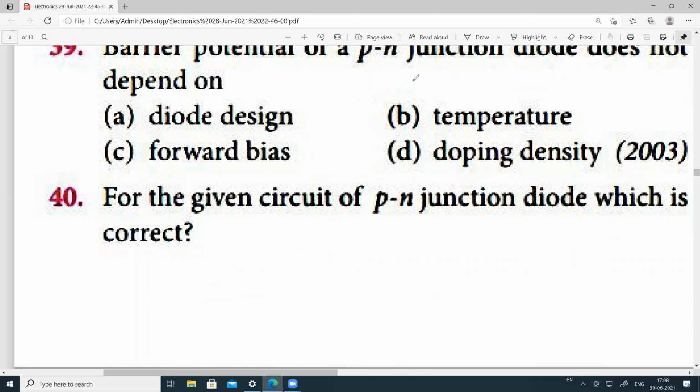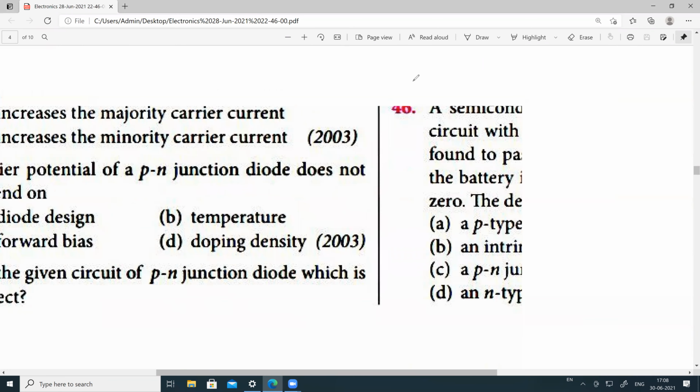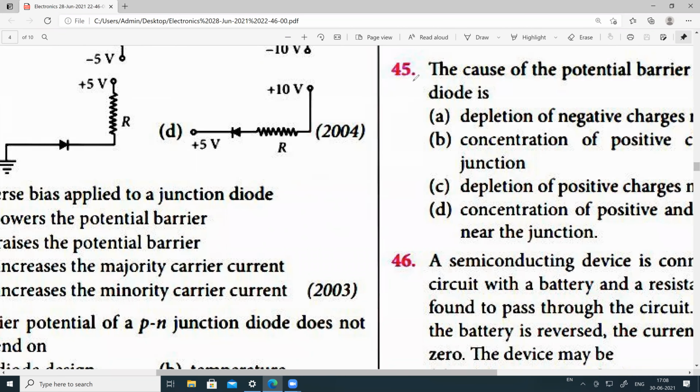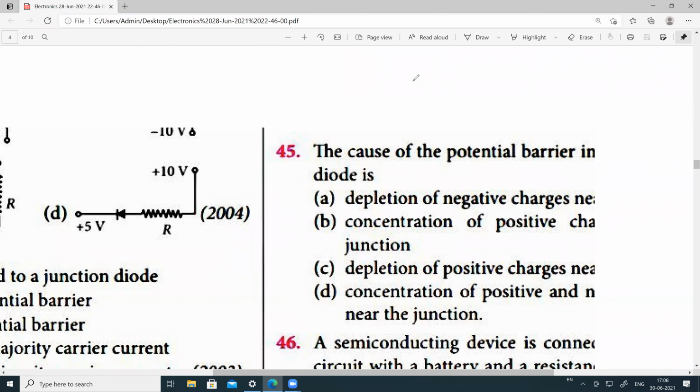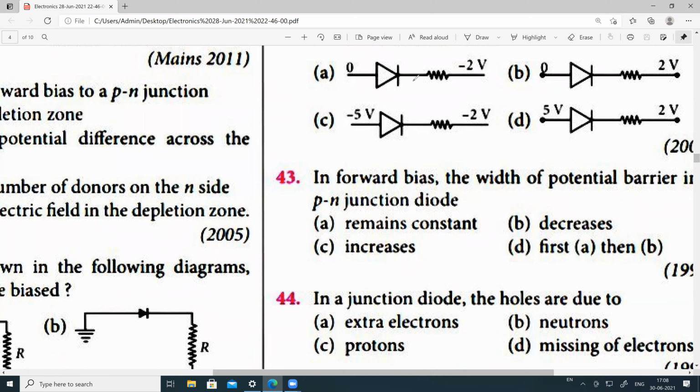So 40th one. For the given circuit of a PN junction diode, which is correct, they ask. They have given 4 options here.